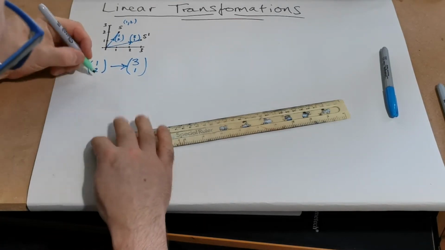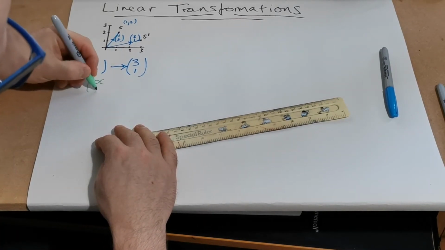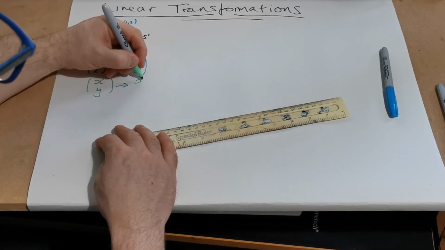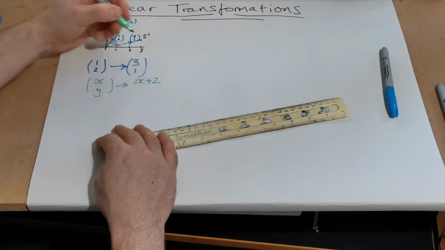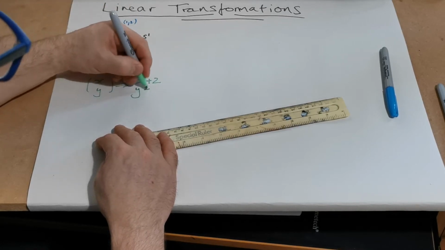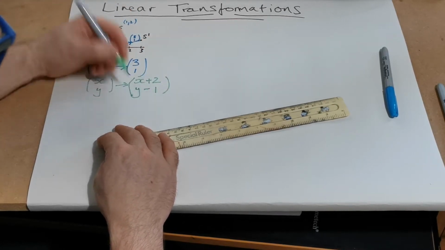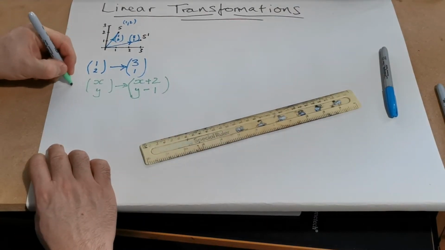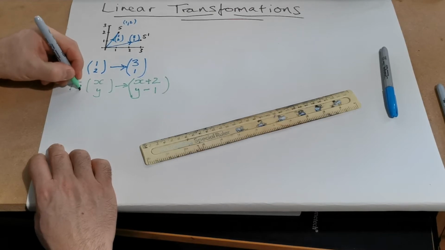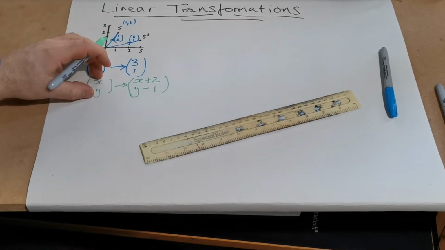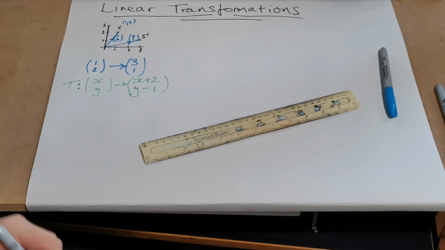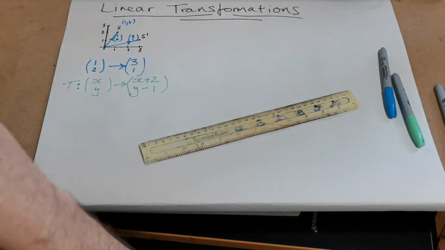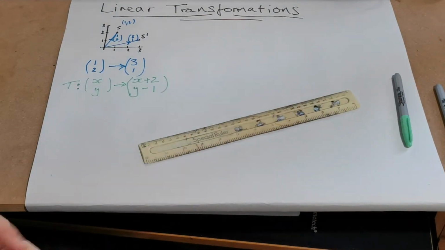Now if I was to do the same thing for each point on there, I could say that a point (x, y) would become the point (x plus 2, y minus 1) if I wanted to follow the same rules for each one. And that's what we define as being a transformation. So the transformation of the position vector (x, y) gives us a particular position vector in another place. So there are lots of things that we could do there.